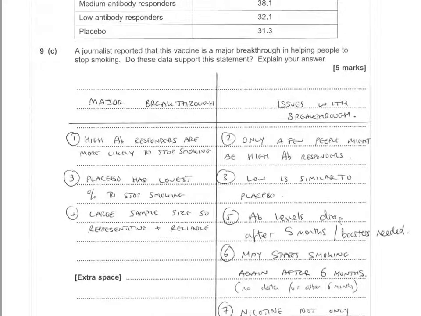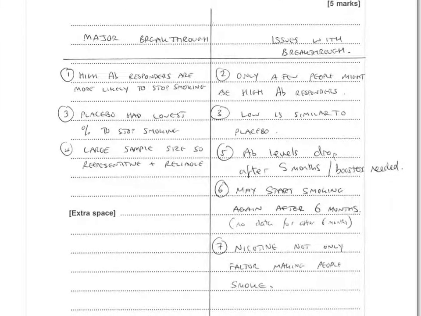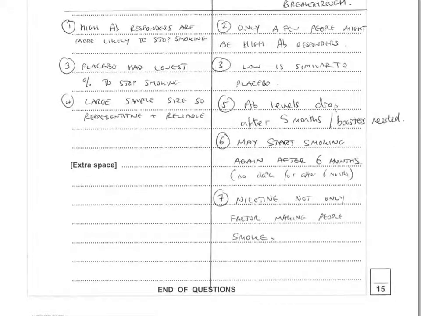Now this question, does the data support this statement? That's leading you to another evaluate. If you ever get that, it means you want for and against. So explain, does it support? I'll split it into pieces of evidence that support the idea it's a major breakthrough, and pieces of evidence that show issues with the breakthrough. Maybe it's not such a big breakthrough.